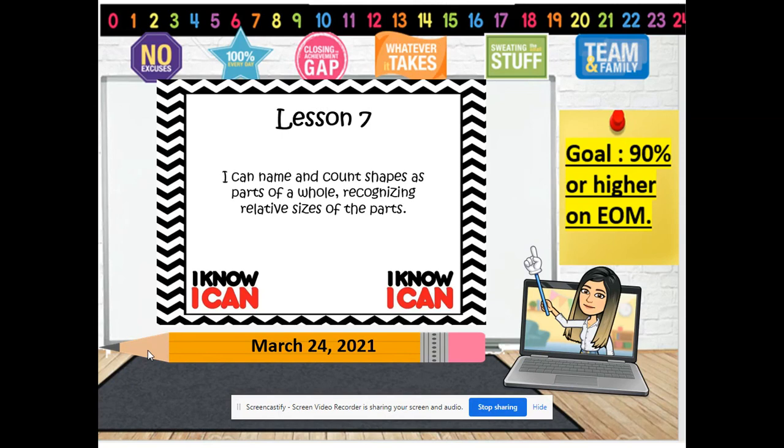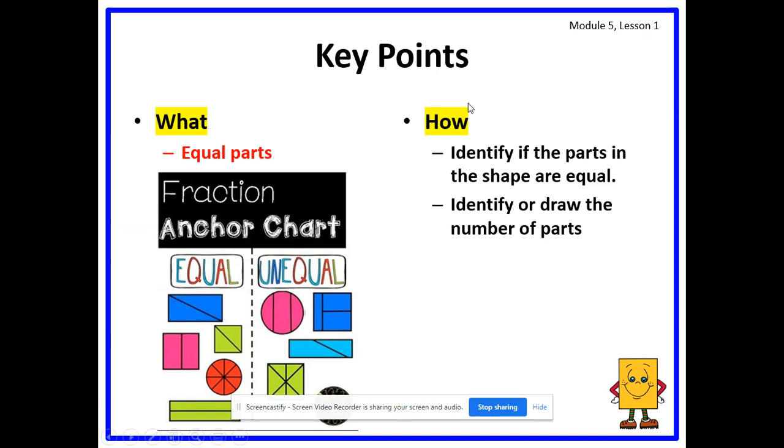It's Eureka time. And today is March 24th, 2021, and our goal is to get a 90% or higher on our end of module. Today we're going to be doing lesson 7, and our objective says, I can name and count shapes as parts of a whole, recognizing relative sizes of the parts. Basically, we're going to be able to cut shapes into equal parts and count the parts that it was cut into. So let's learn a little bit more with our key points.